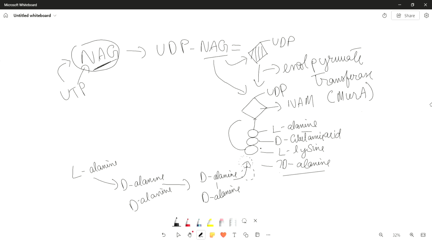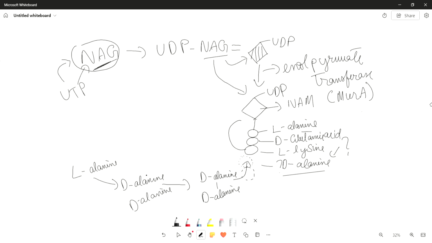Then the amino acids, which are part of the peptide chain, will be added to NAM. Three of them will be added: L-alanine, D-glutamic acid, and L-lysine. But the one which is missing is the D-alanine. How do we get the D-alanine? Well, we're going to get it from L-alanine.